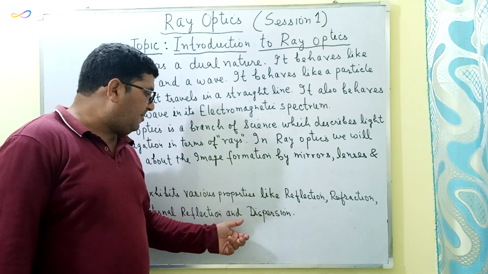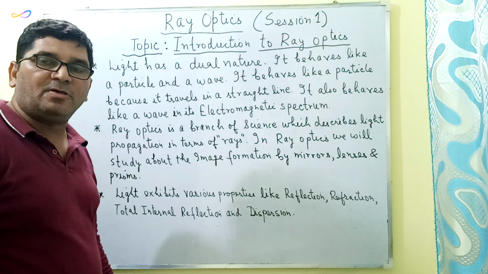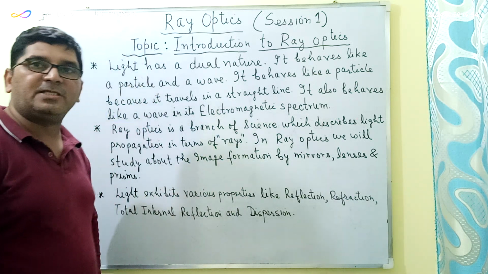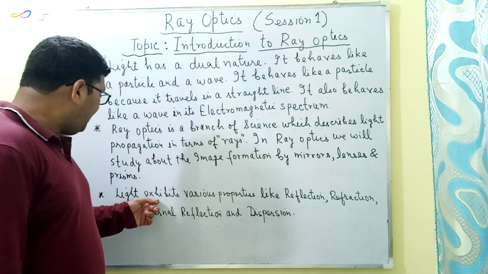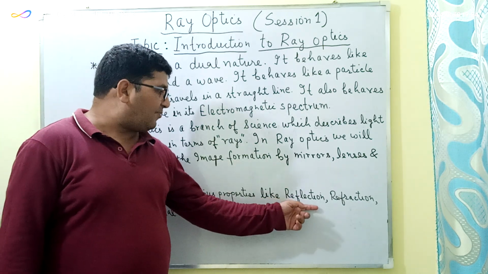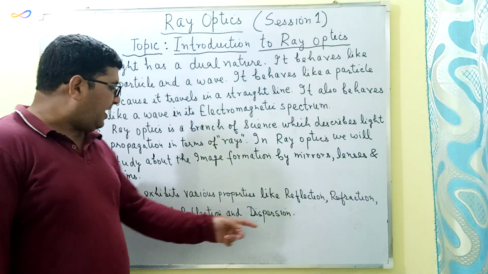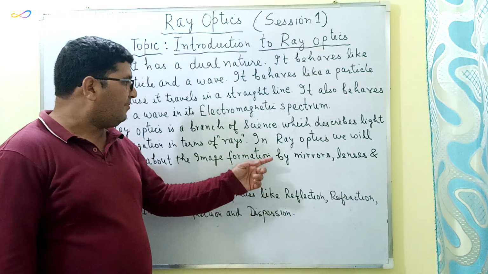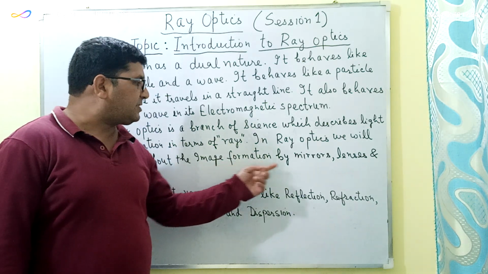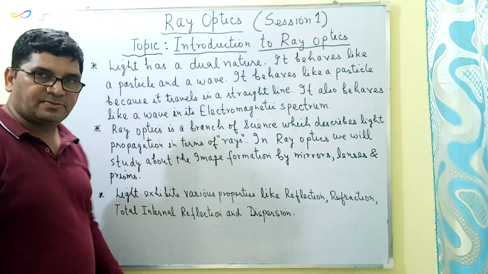This will be the topic of discussion for the next 3-4 sessions. That is, from the next session onwards I will be discussing the properties of light such as reflection, refraction, total internal reflection and dispersion. And thereafter we will also be studying the image formation by mirrors, lenses and prism.